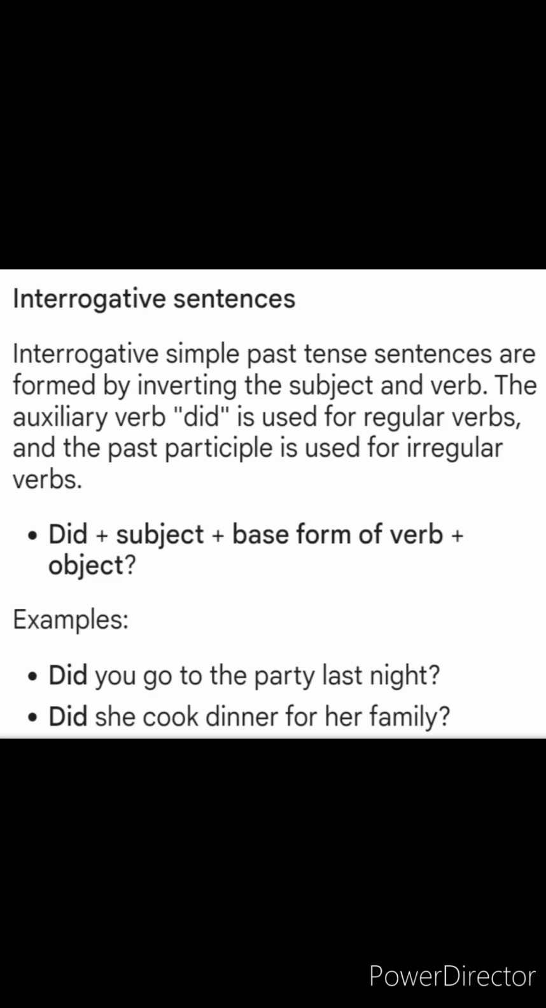Interrogative sentences. Interrogative simple past tense sentences are formed by inverting the subject and the auxiliary verb. The auxiliary verb did is used for regular verbs and the past participle is used for irregular verbs. Did plus subject plus base form of verb plus object. Did you go to the party last night? Did she cook dinner for her family?